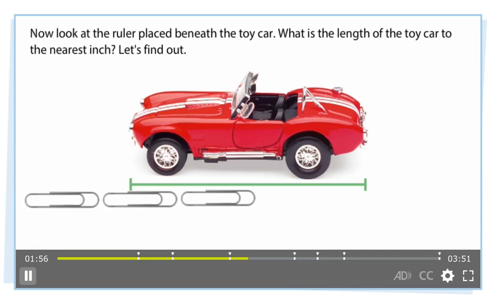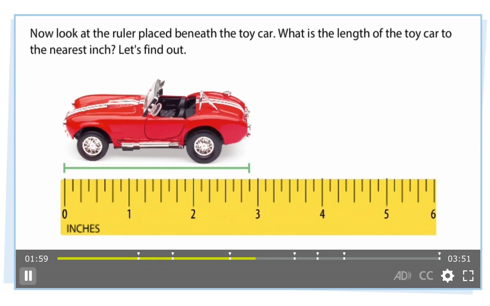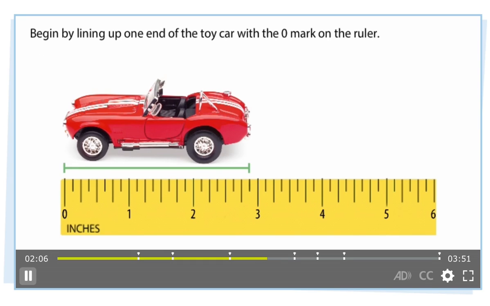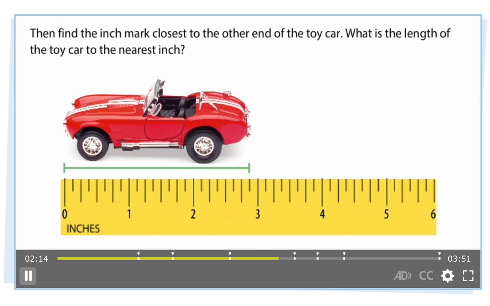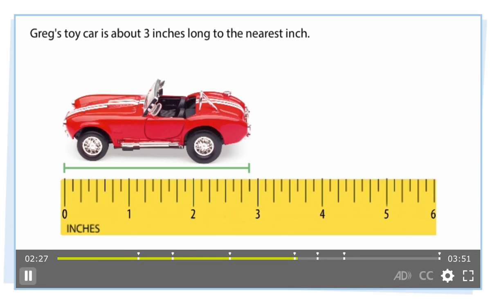Now look at the ruler placed beneath the toy car. What is the length of the toy car to the nearest inch? Let's find out. Begin by lining up one end of the toy car with the 0 mark on the ruler. Then find the inch mark closest to the other end of the toy car. What is the length of the toy car to the nearest inch? Greg's toy car is about 3 inches long to the nearest inch.